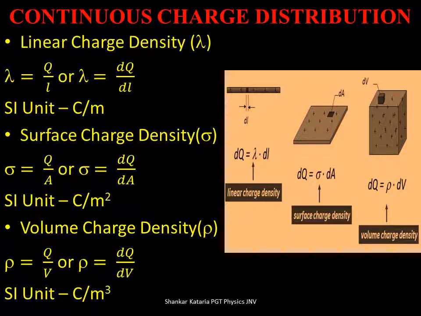Similarly, we define surface charge density for an area, which would be the ratio of charge and area of the surface, and its SI unit will be coulomb per meter squared, denoted by sigma, another Greek letter. Similarly, for any volume, we define a quantity volume charge density denoted by rho, which is the ratio of charge to the volume, and its SI unit is coulomb per meter cubed.